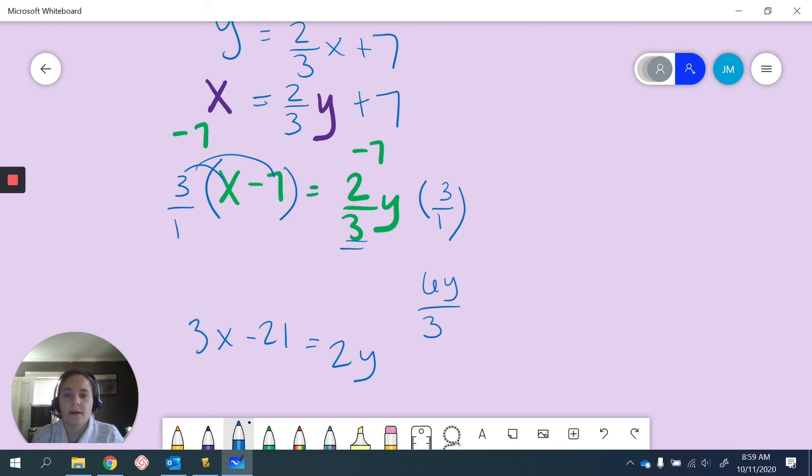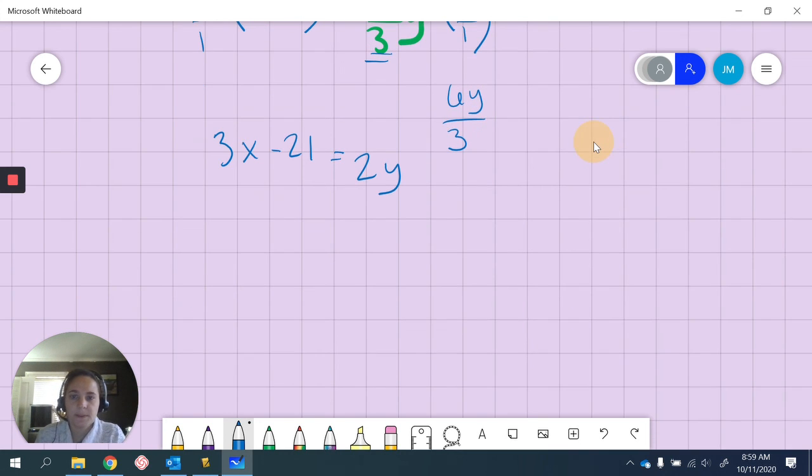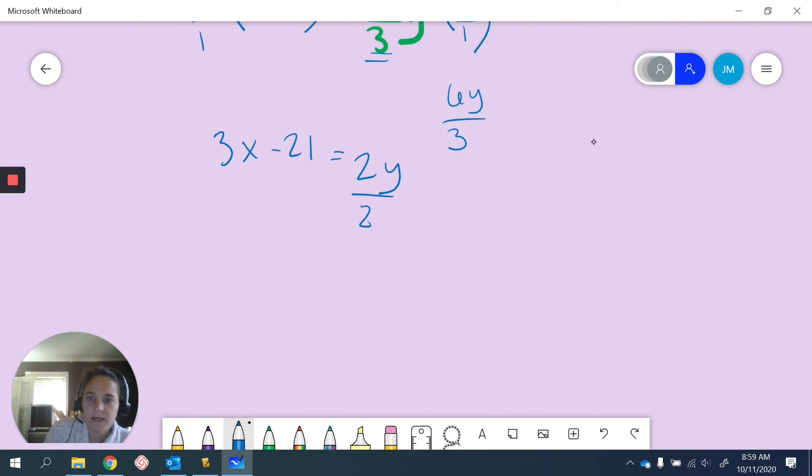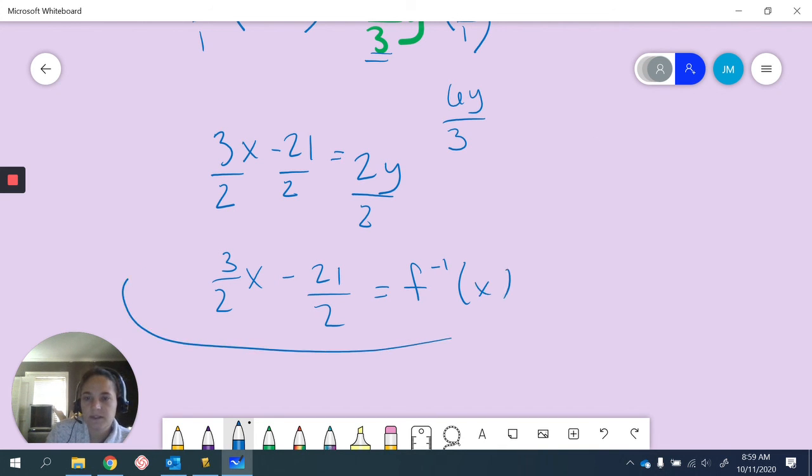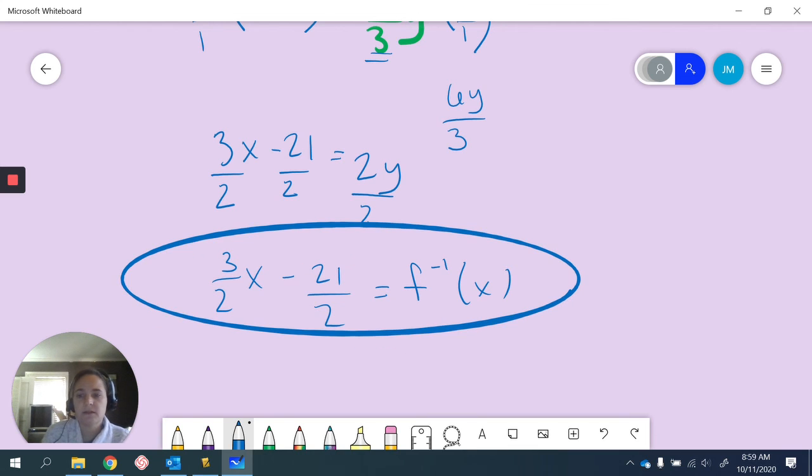Okay, then we have one more step where we get to divide by 2. Every single term divided by 2. So 3 halves x minus 21 halves equals f inverse. So there's our inverse. So we're going to be focusing on just solving linear equations today and doing the graphs.